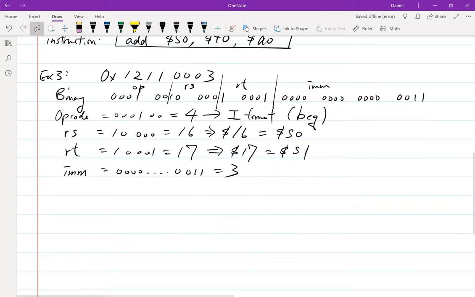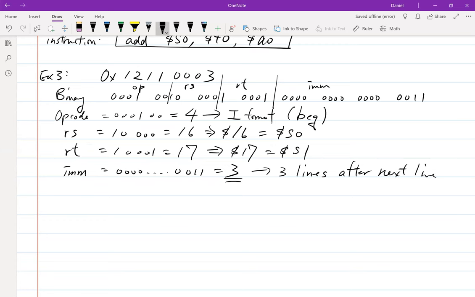And again, this is a branch instruction. The 3 means that you're going to have 3 lines after the next line, right? Remember? But we don't really need to worry about that because we're just converting that into MIPS. So let's do the MIPS instruction. We have BEQ, RS, oops, and then RT, and then 3. So that will be your answer, okay?